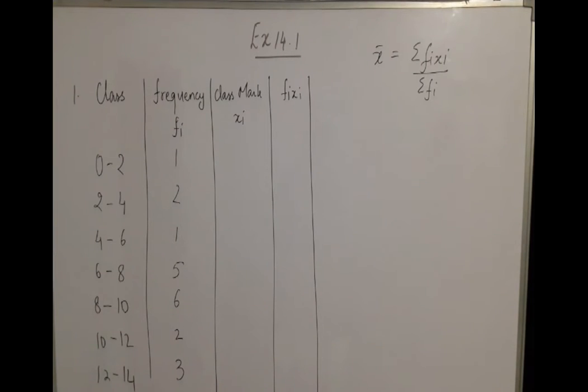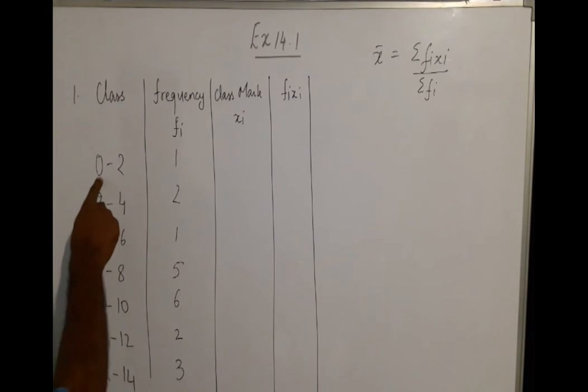First we have to find out. So this sum is given in your book, exercise number 14.1, the first sum. I've just written the class and the frequency, and now we continue with the sum. So the first thing you have to do is write down the class mark. So what is the class mark for this class?